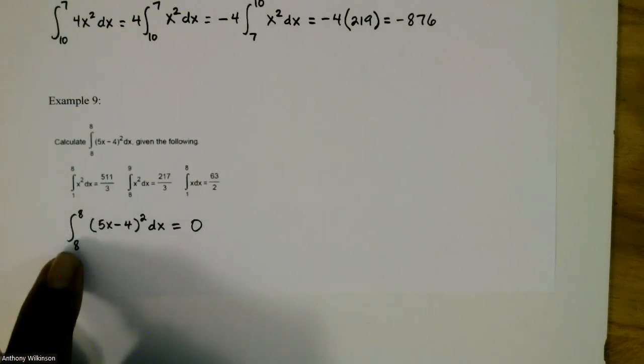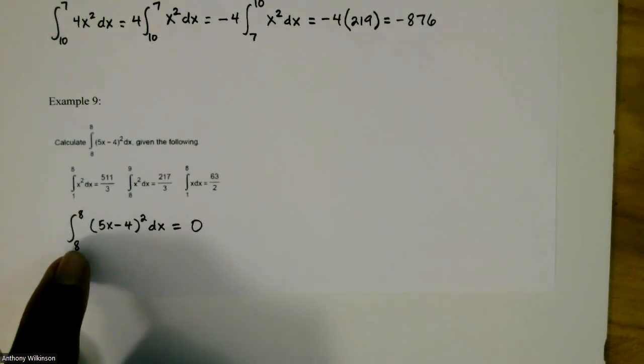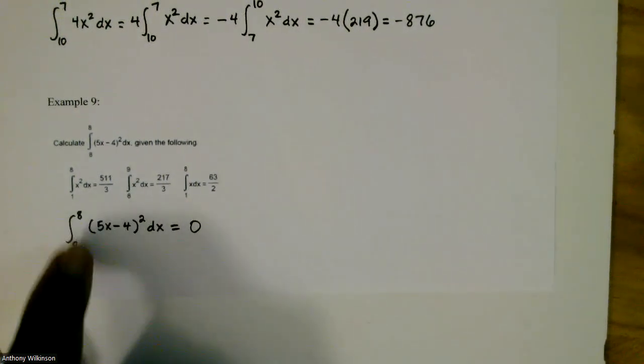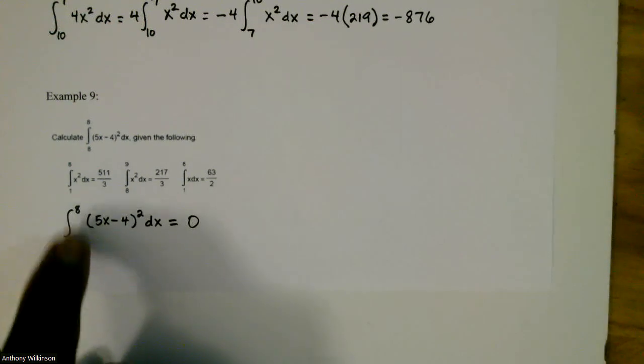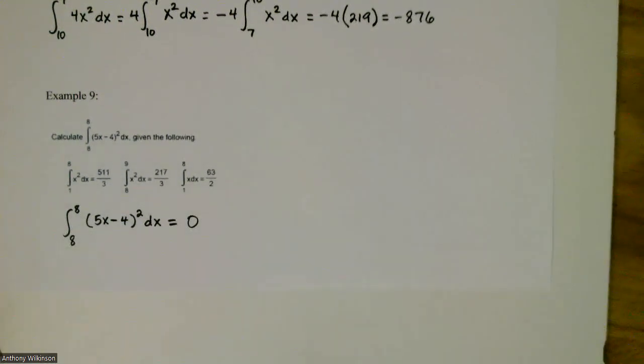So anytime you're taking the integral from a lower limit to an upper limit and they're the same, that integral will automatically be 0. Okay, and that's all that I have in this video.